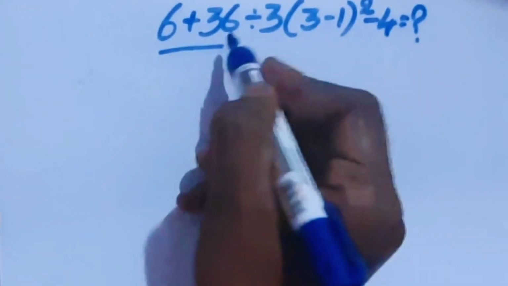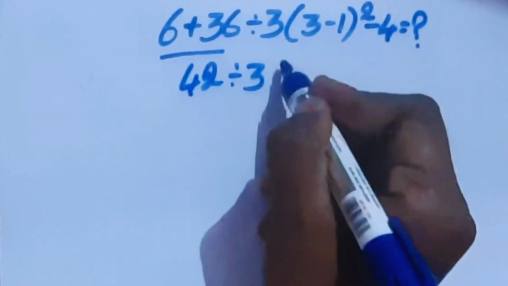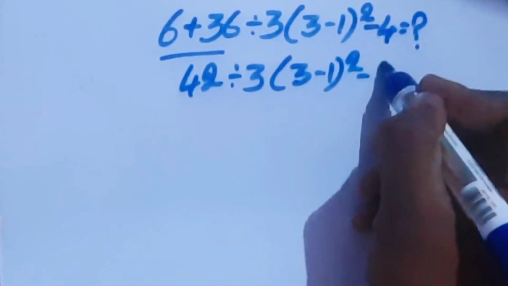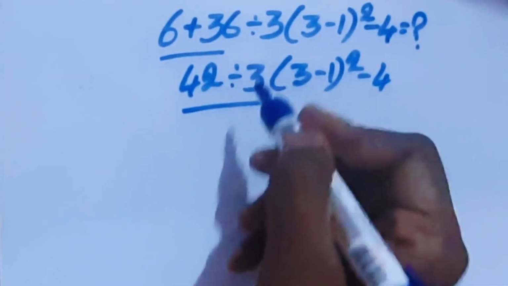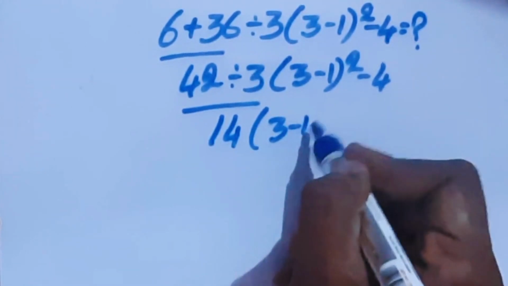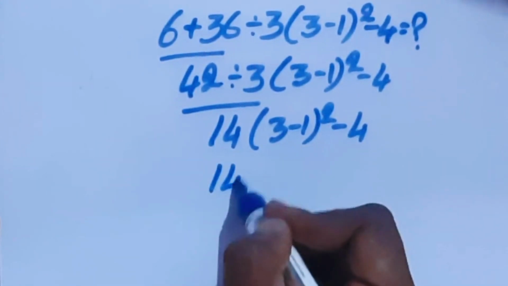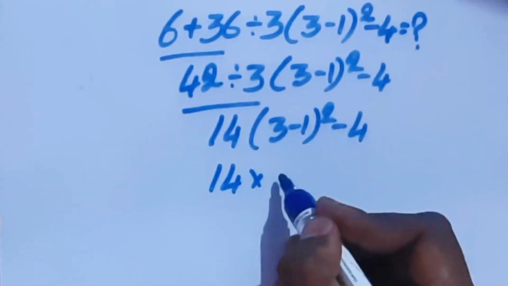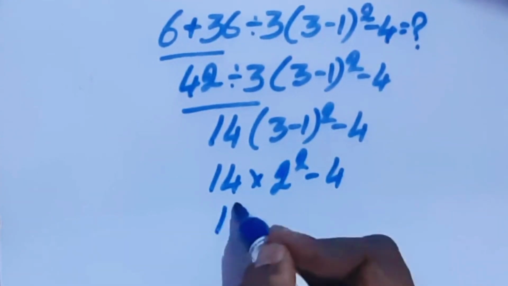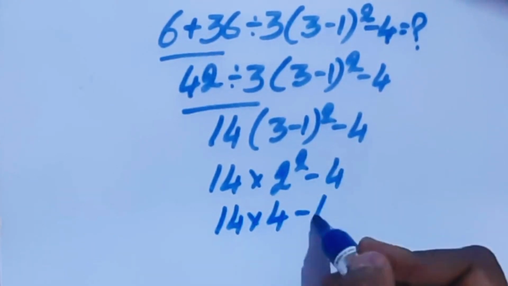Hi guys, here 6 plus 36 is 42, divided by 3, times (3 minus 1) in bracket whole square, minus 4. Here 42 divided by 3 is 14, times (3 minus 1) in bracket whole square, minus 4. Here 14 times (3 minus 1) is 2 square, minus 4. Here 14 times 2 square is 4, minus 4.